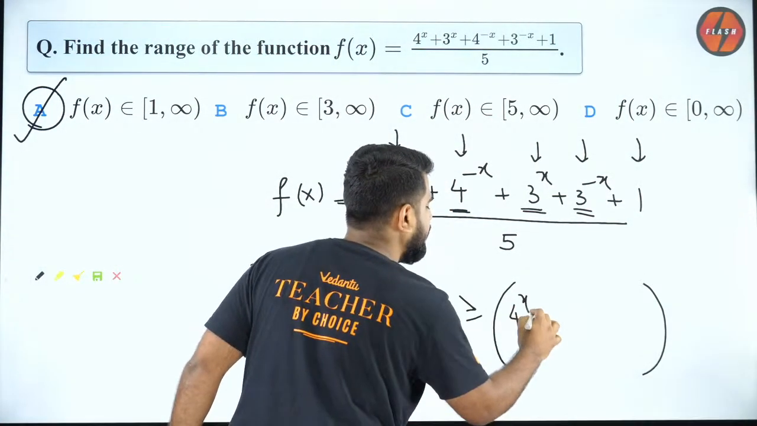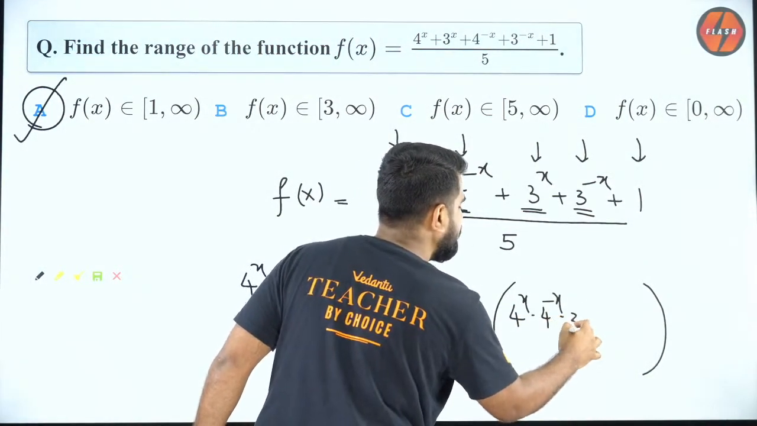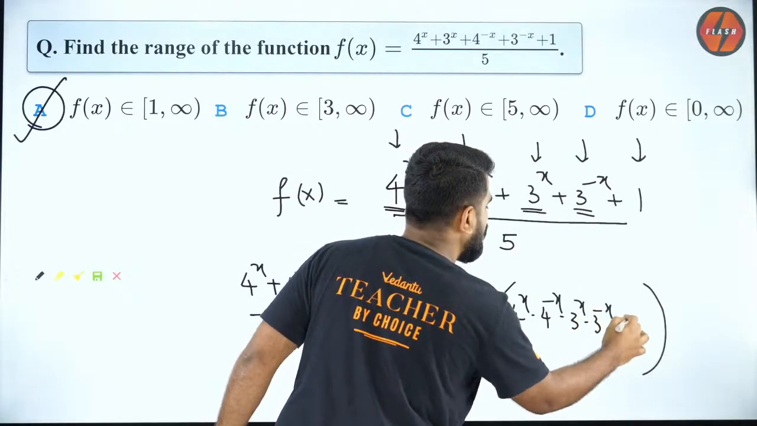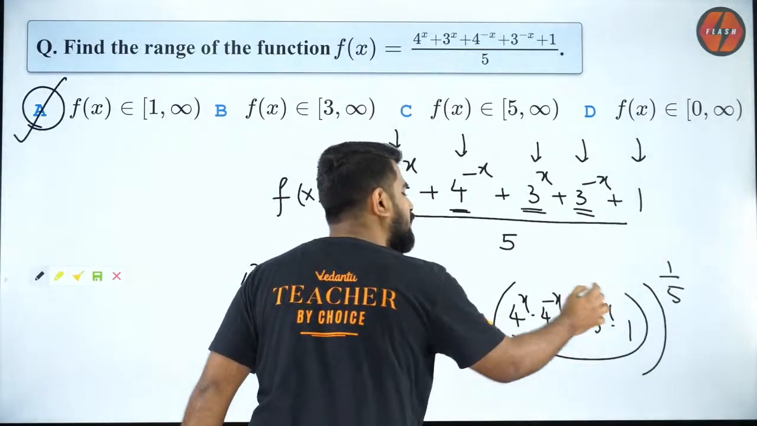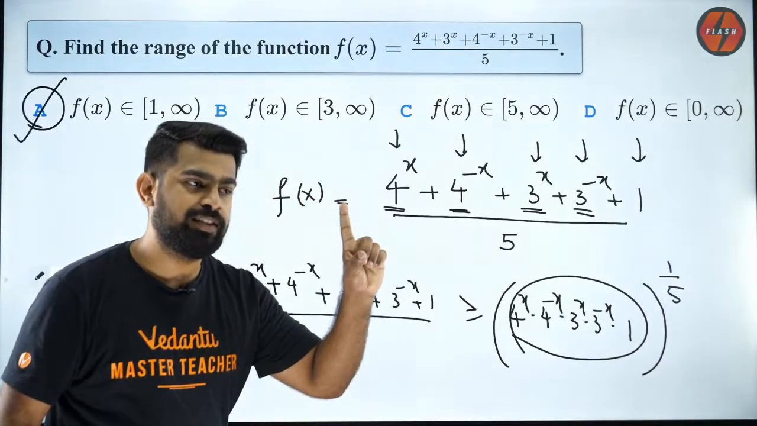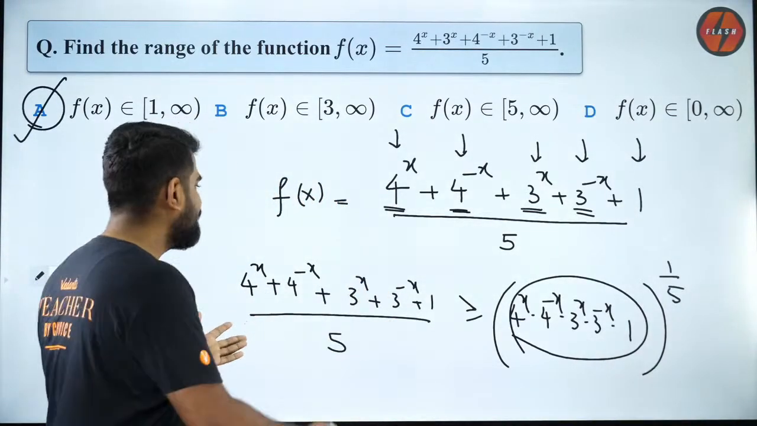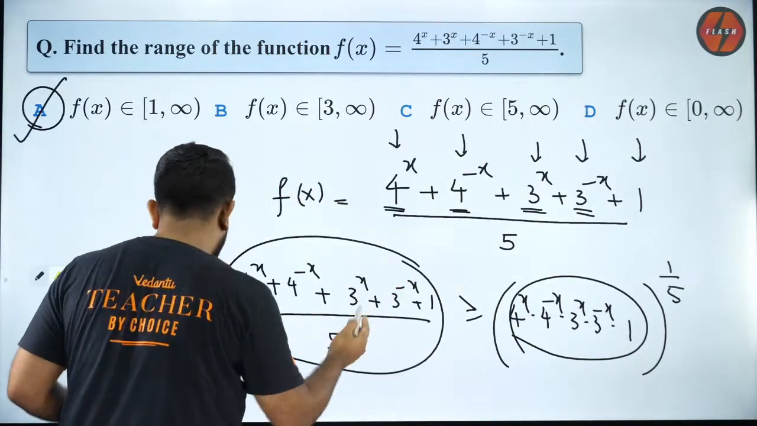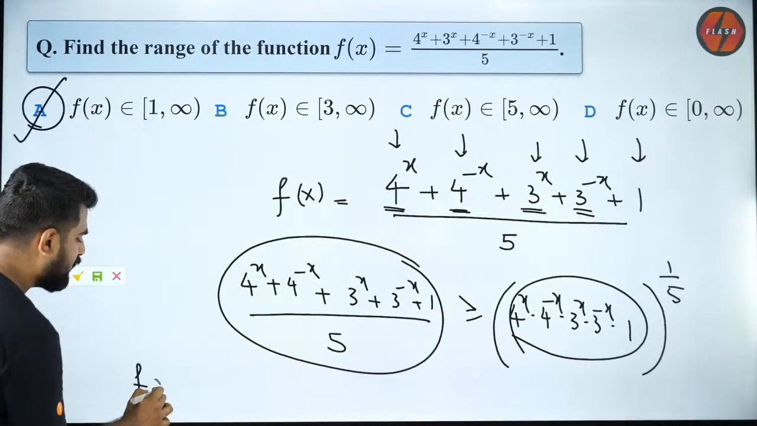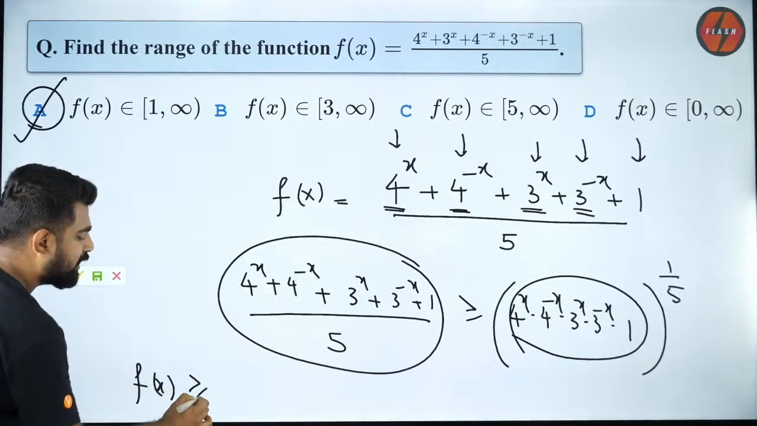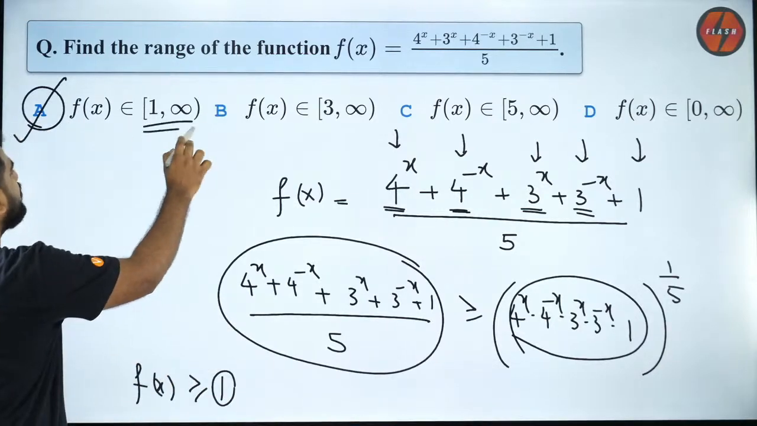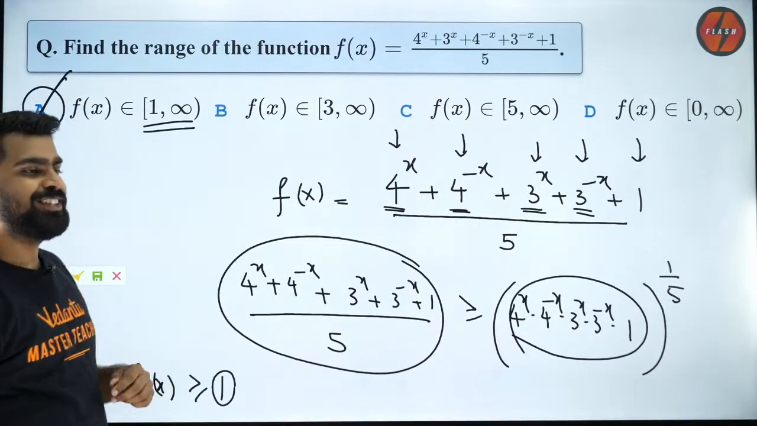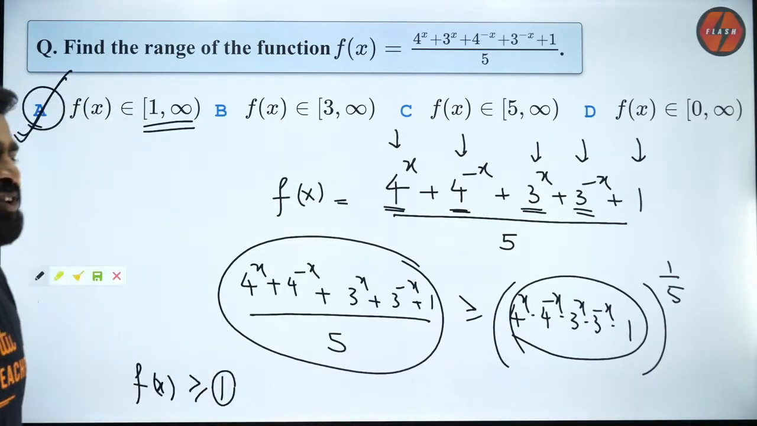What is the geometric mean? It is the product of everything raised to the power 1 by 5. What is the product of everything? 1. That's it. This is our f of x. So we got our f of x to be always greater than or equal to 1. Over. This is the answer. 30 seconds question. Got it?